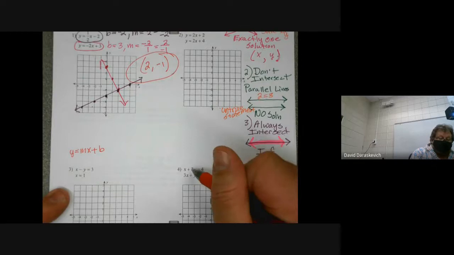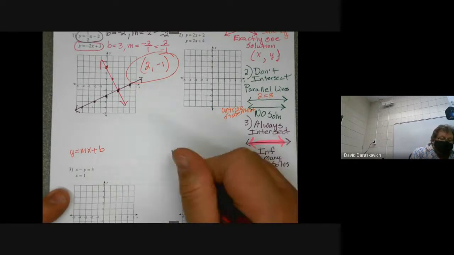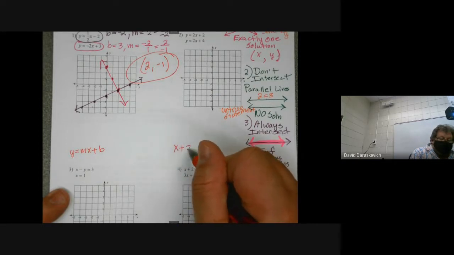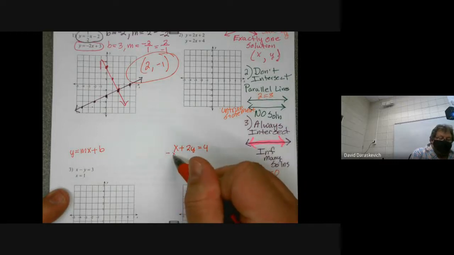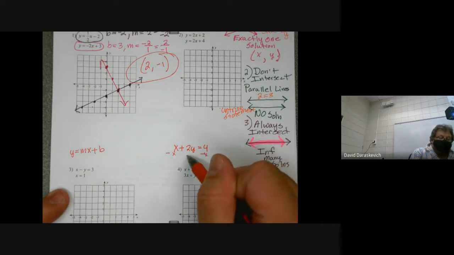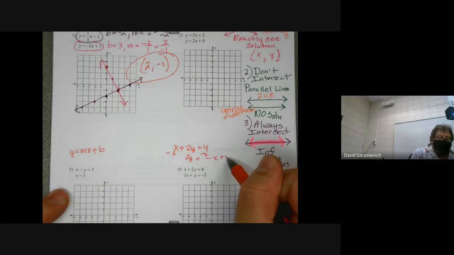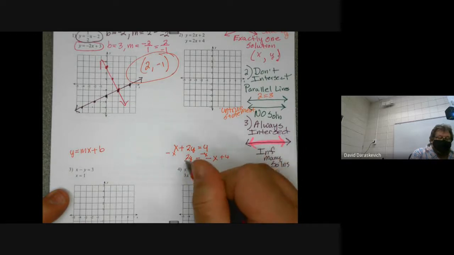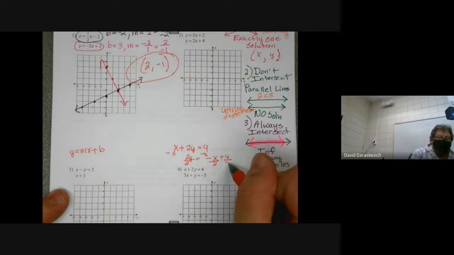So for this one, you would have to solve. I'll set it up for you, one of them. So x plus 2y equals 4. I would have to subtract x. I get 2y equals -x plus 4. Then I have to divide every term by that 2.